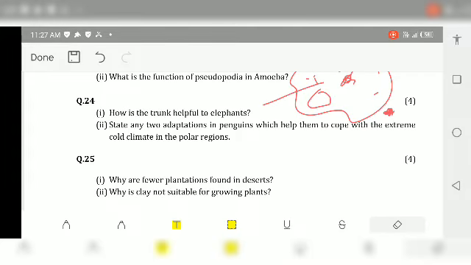How is the trunk helpful to elephants? State any two adaptations in penguins which help them to cope with the extreme cold climate in the polar regions.